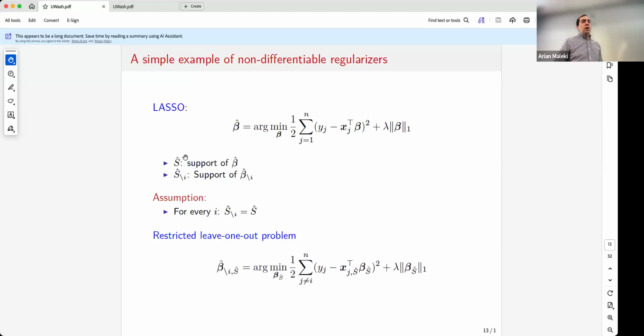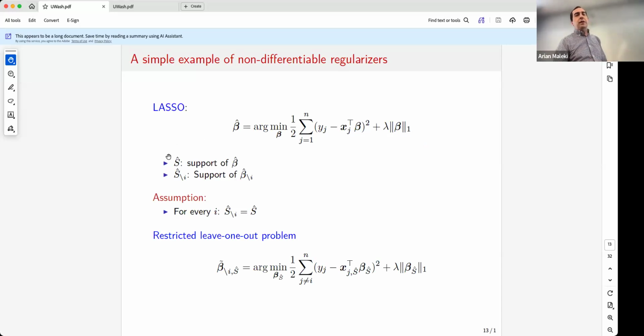Okay. So this is the lasso problem, a very simple one in linear regression. We have the quadratic loss and the L1 regularizer. And now we want to compute the leave-one-out estimate. So what should we do?